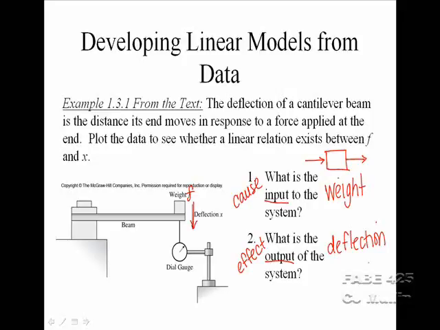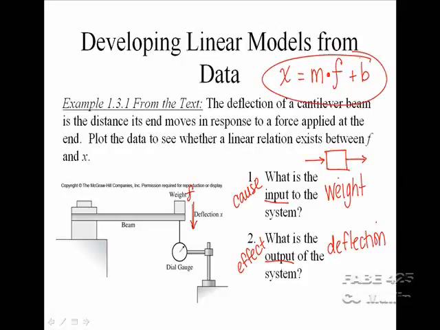So when we go back to talking about a linear model, if a linear relationship exists between F and x, then what would the relationship be? The output is the deflection, so we'll say x is equal to some slope of a line times the weight, which we called F, plus b if there was any intercept. So this is the type of form we're expecting.